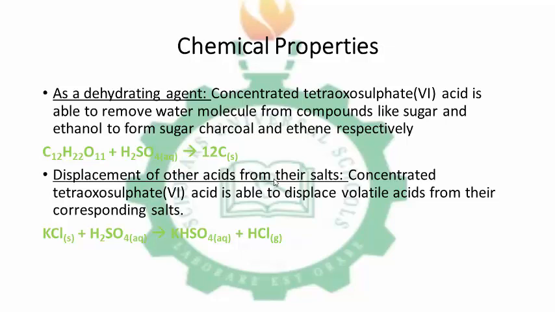For example, the HCl and HNO3 can be prepared by the displacement reaction of the H2SO4 from their salt. Now, this potassium chloride reacts with the concentrated tetraoxosulfate(VI) acid to form the KHSO4.